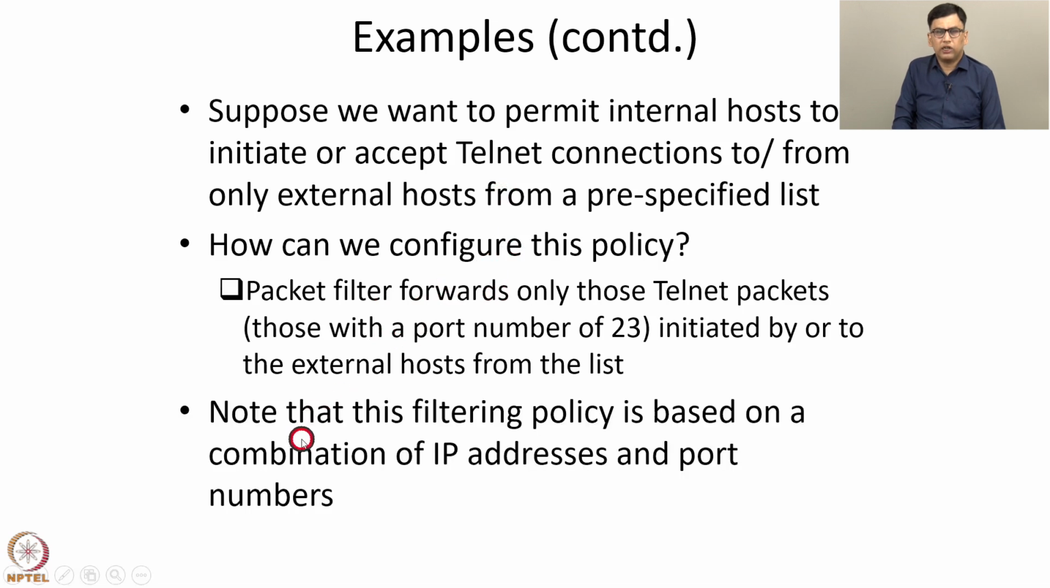Notice that this filtering policy is based on a combination of IP addresses and port numbers. We check the IP address in the packet and compare it with the IP addresses from the pre-specified list, and also we check whether the port number is equal to 23 or not. Hence this filtering policy is based on a combination of IP addresses and port numbers. So this shows that a traditional packet filter can apply a filtering policy that is based on a combination of different parameters such as IP addresses and port numbers.